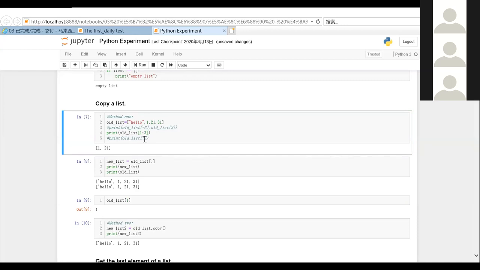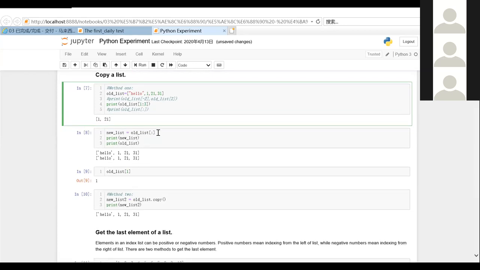So for Python, if we index some data structure, a list or a tuple, the rule is the right side will be closed and the left side will be open. So this side is closed, so we will get the index 1, and the right side is open, so we will not pick up the element at index 3. So that is the index of a list.